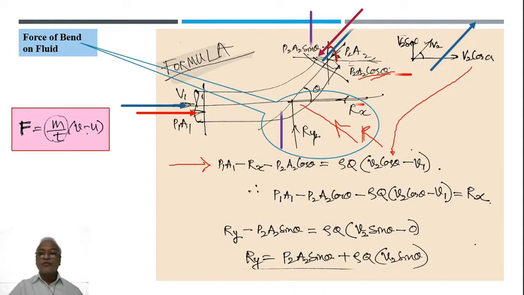So if you rewrite this equation for Rx, taking Rx on the other side, you will have Rx equals P1A1 minus P2A2 cos theta minus rho Q times (V2 cos theta minus V1).